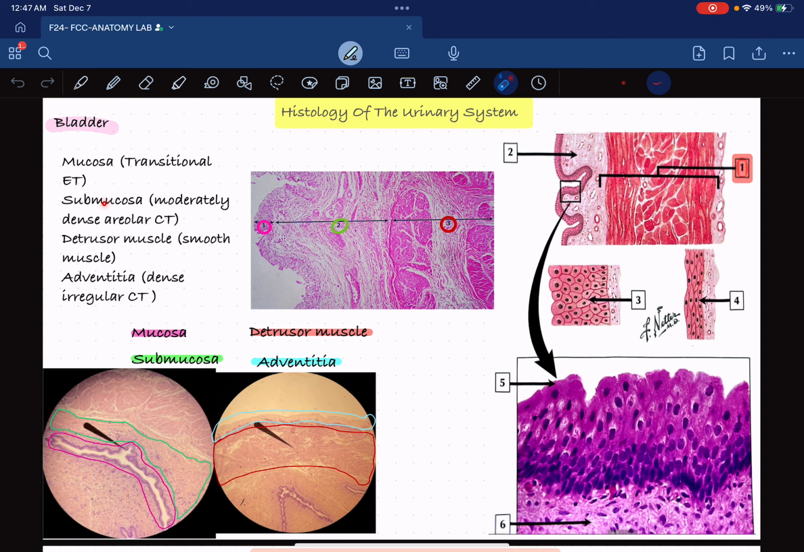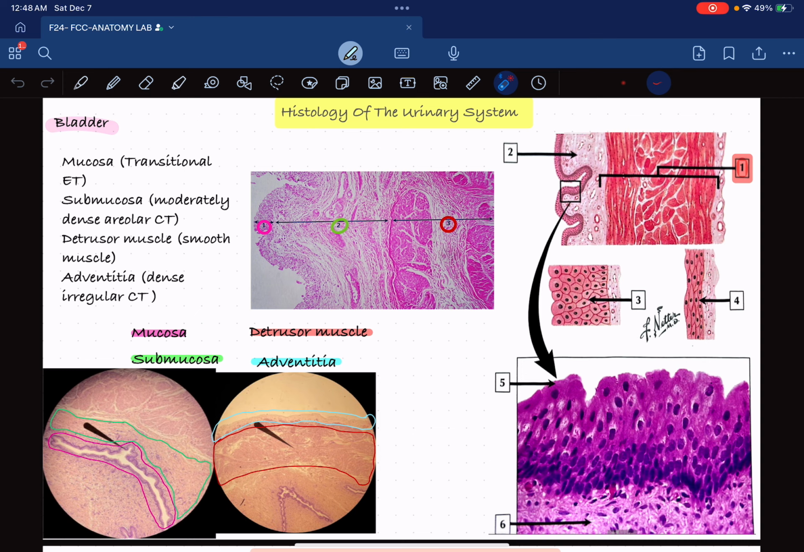The submucosa, which is made out of moderately dense areolar connective tissue, is located here in green, and also over here. The detrusor muscle, made out of smooth muscle, can be identified over here, also over here, and in these slides right here. These 2 slides were from school. These slides I got from my notes and from the web. Lastly is the adventitia, which is made out of dense irregular connective tissue. The adventitia can be found in blue, located right here.